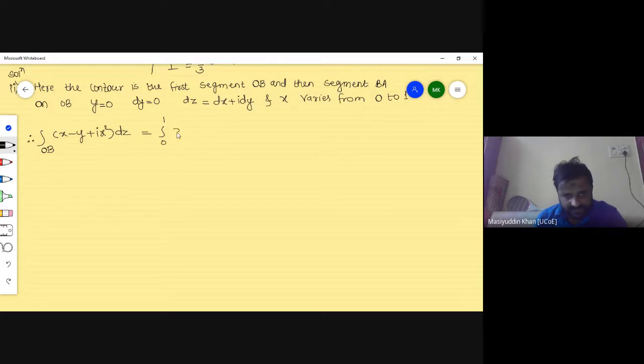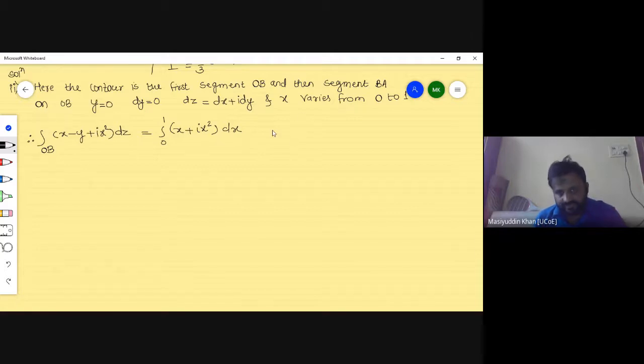So x plus i x square, and dz is equal to dx plus i dy. Clearly dy is 0, so this whole part becomes 0 and you will get only dx. So we have to integrate this part.